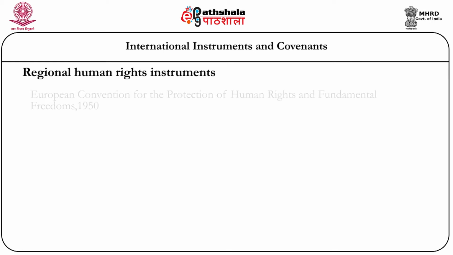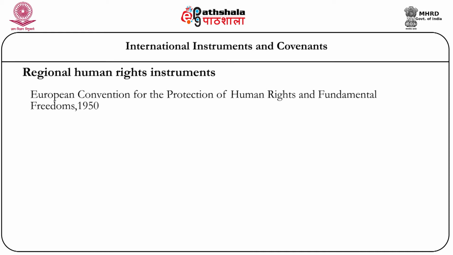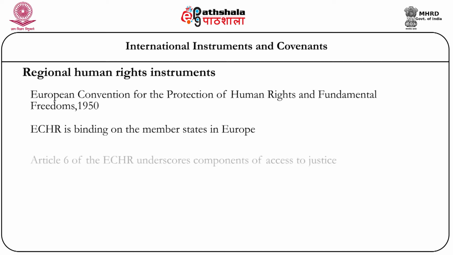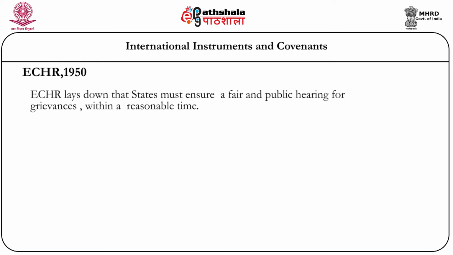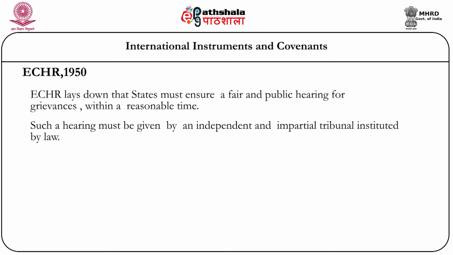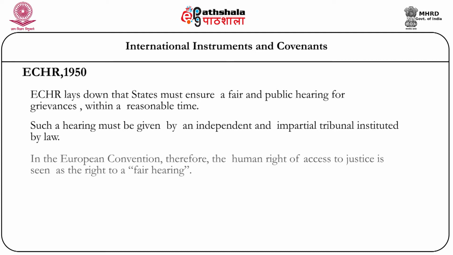The first is the European Convention for the Protection of Human Rights and Fundamental Freedoms in the year 1950. This convention is binding on the member states in Europe. Article 6 of this convention underscores components of access to justice. ECHR lays down that states must ensure a fair and public hearing for grievances within a reasonable time. Such a hearing must be given by an independent and impartial tribunal established by law. In the European Convention, therefore, the human right of access to justice is seen as a right to a fair hearing.